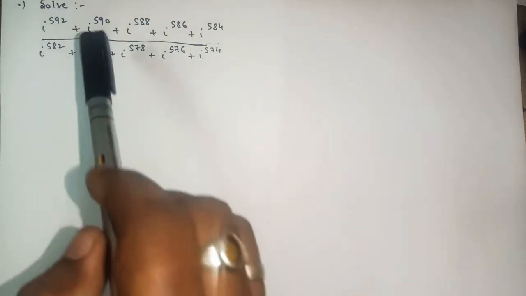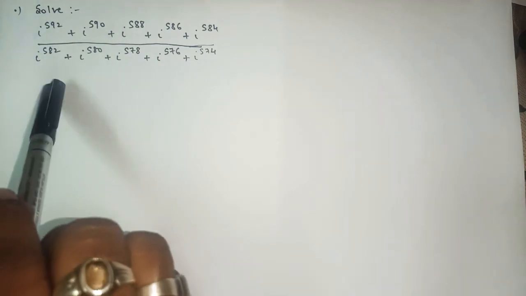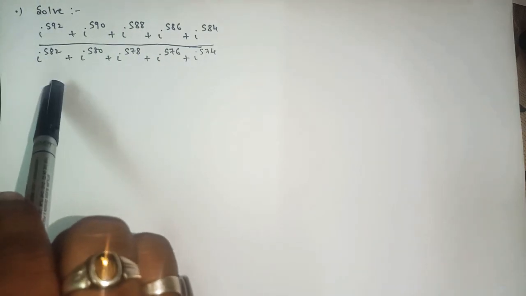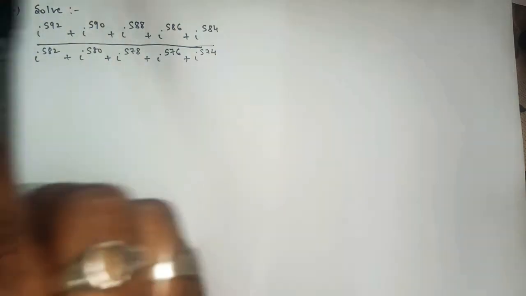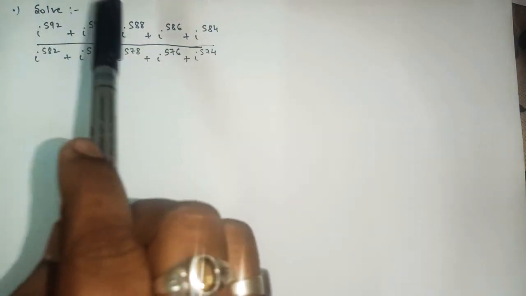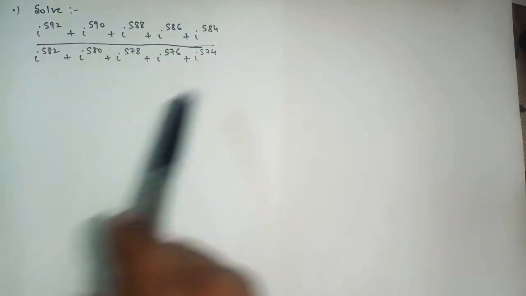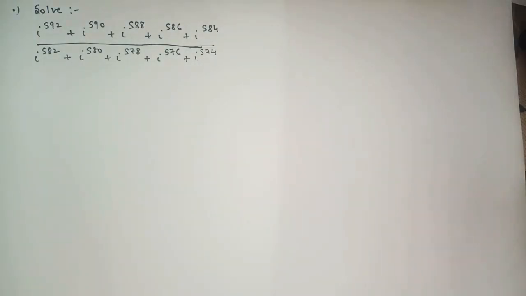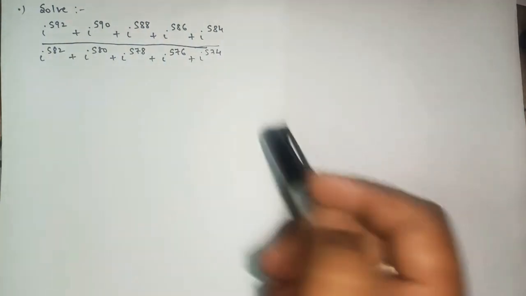Of course, you will break this number, you will divide 592 by 4, then apply the formula dividend equals divisor into quotient plus remainder, and then you will get the answer for 592. The same way it will go for 590, 588, 586, 584. Yes or no? So it will take too much time to solve this sum. Sir, do we have any other method for this sum?